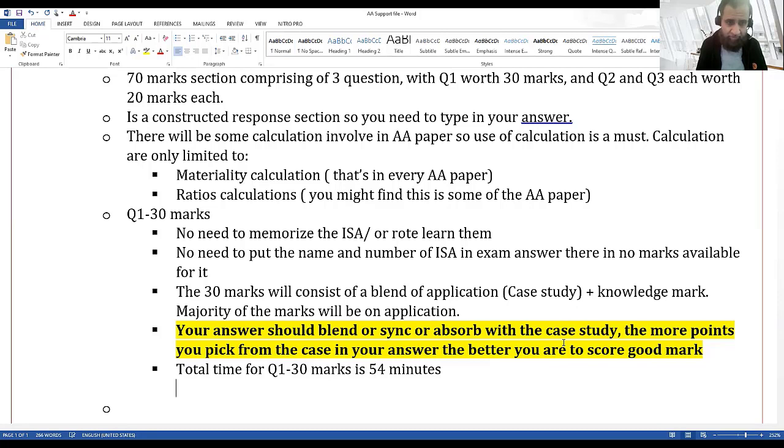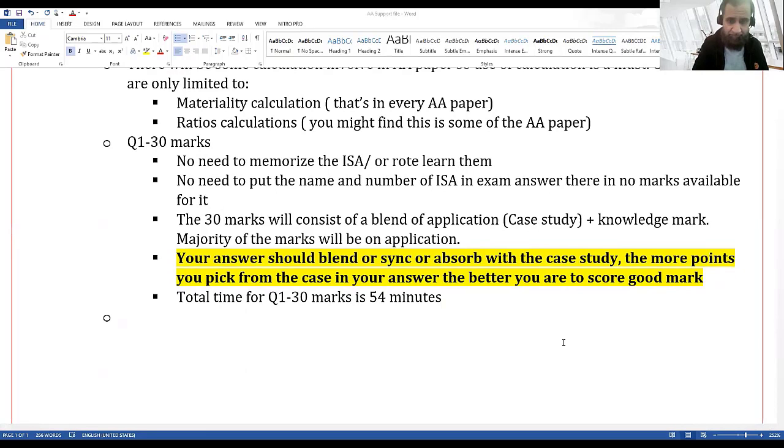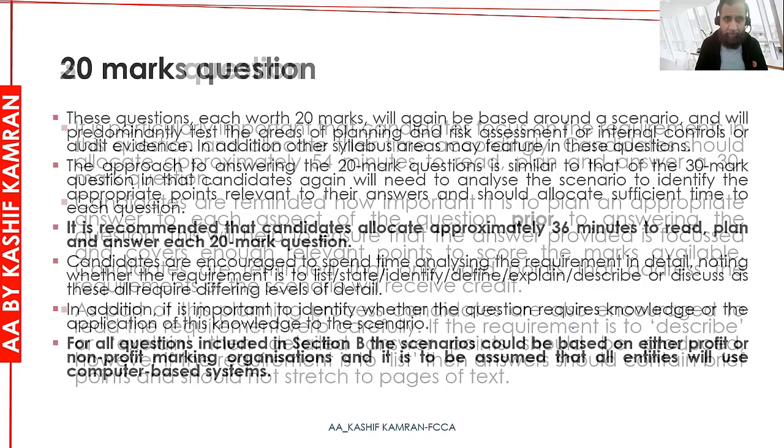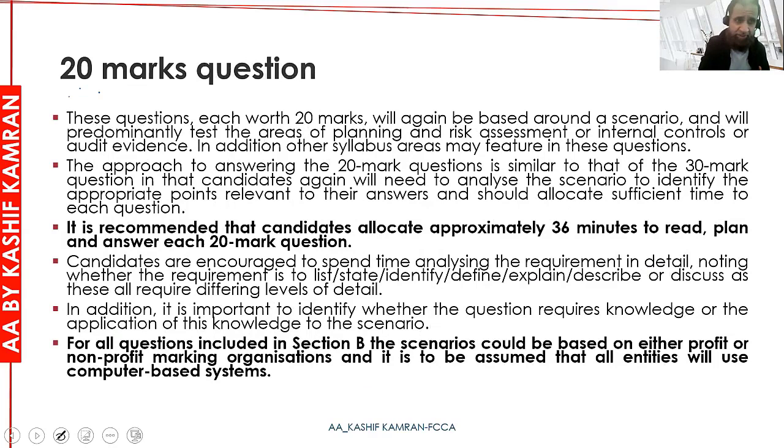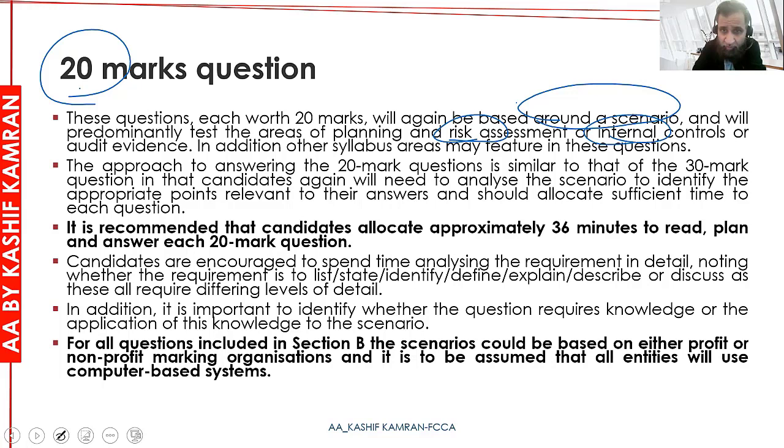Question number two and three. Questions of 20 marks, together, whether it is two or three. These questions, each worth 20 marks, will again be based around a scenario and will predominantly test areas of planning and risk, or internal controls and audit evidence. Again, the same repetition. It will be a scenario, will test areas of risk, internal controls, and audit evidence. In addition, it may feature other areas of the syllabus.